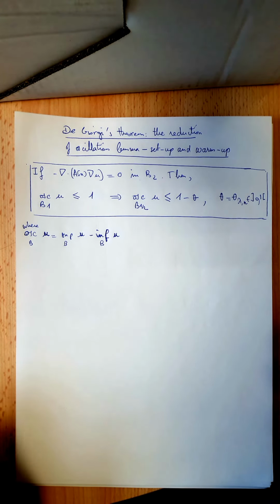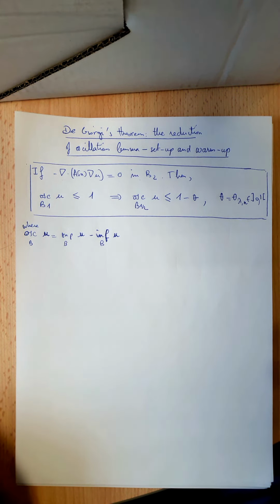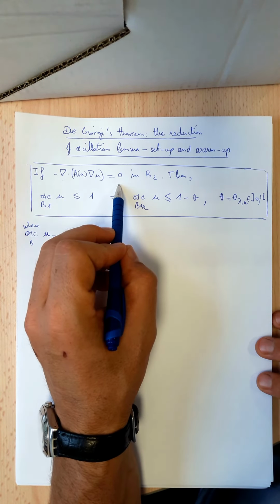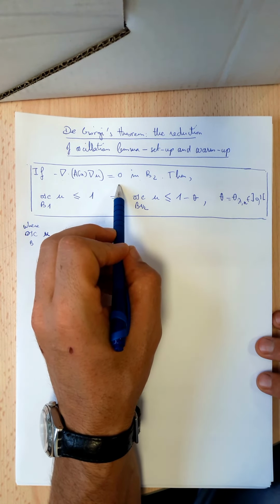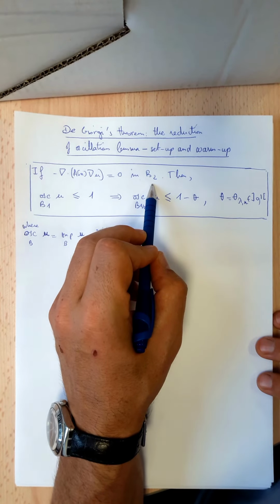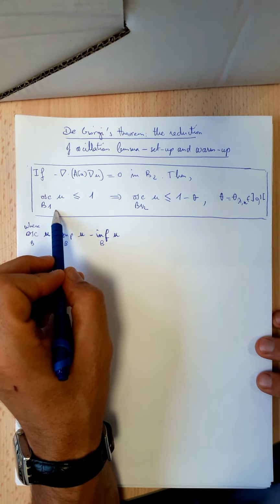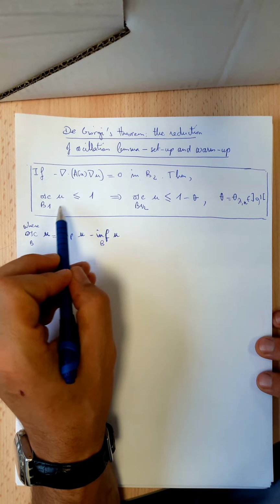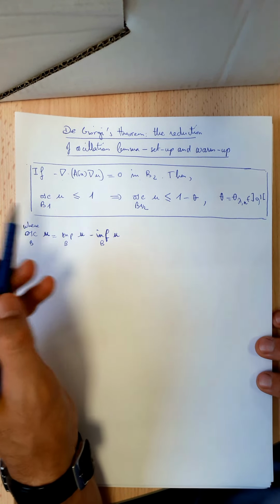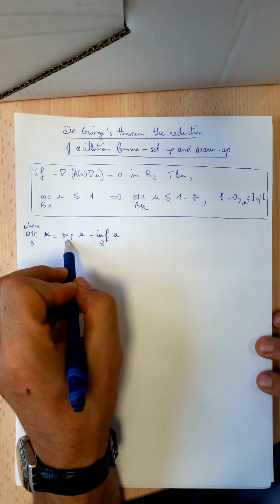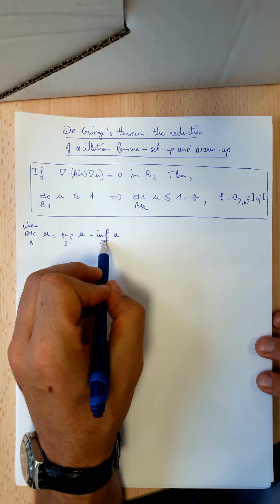Now we turn to the second part of the proof of Georgi's theorem, and it's what's called the reduction of oscillation lemma. So let us take again a solution U of our elliptic equation in divergence form in the ball of size 2. And let us assume that the oscillation of U on the ball of size 1 is less than 1. So from the previous step, we already know that U is bounded, so it makes sense to talk about the essential sup and the essential inf of U.